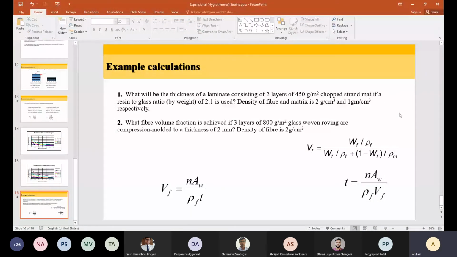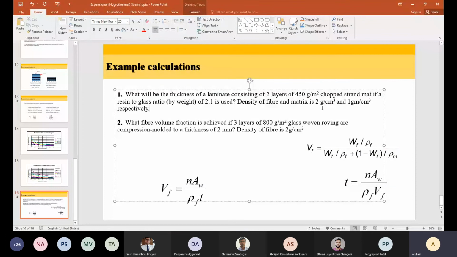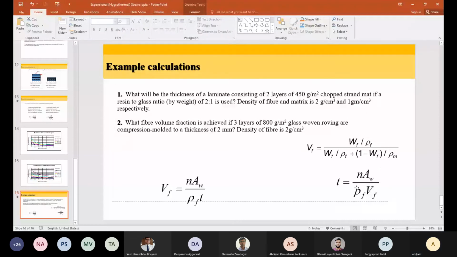While solving problems like this, please be careful about the unit. Sometimes the density is given in kg per meter cube or some other unit. Everything has to be in grams per centimeter cube. While calculating the fiber volume fraction, the units don't matter as long as they are consistent. But when you are trying to calculate the thickness, then you have to be careful that the units are consistent, otherwise there are problems in the dimensions.